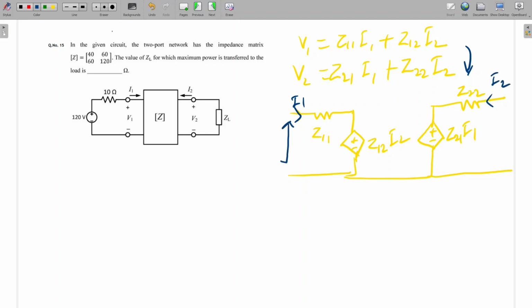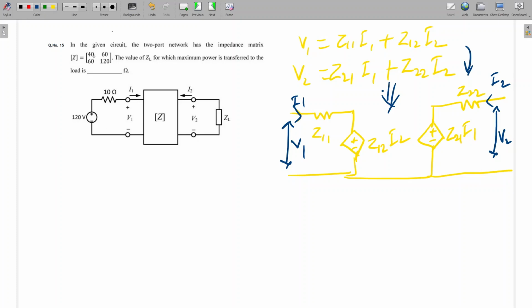So let's say this is V1 and this is V2. If you apply KVL here, we can say that V1 is equal to Z11 I1 plus Z12 I2, and V2 is equal to Z21 I1 plus Z22 I2. Is it clear to all? I have just written this equation in network form. Is it clear? Yes, sir. Okay, so the same network I am going to draw here for this one.